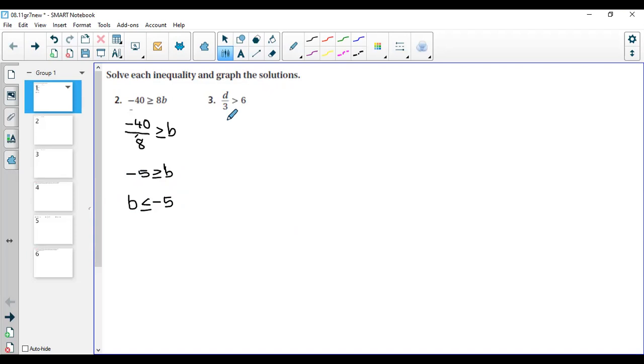Okay, so this is going to be d divided by 3 is greater than 6, which means what? Divided by 3.